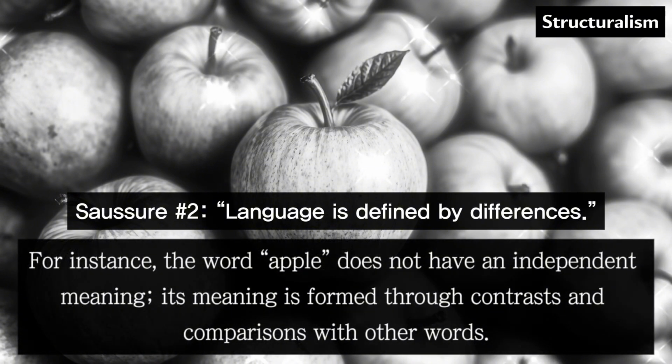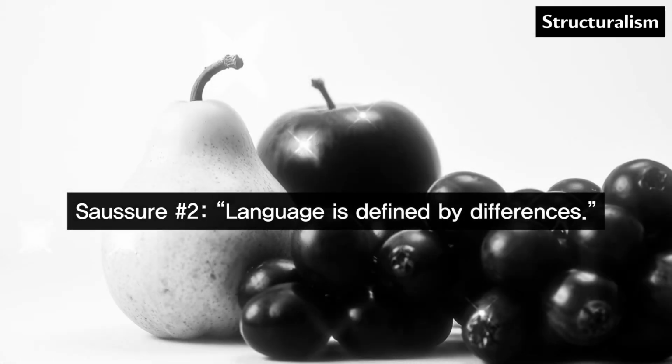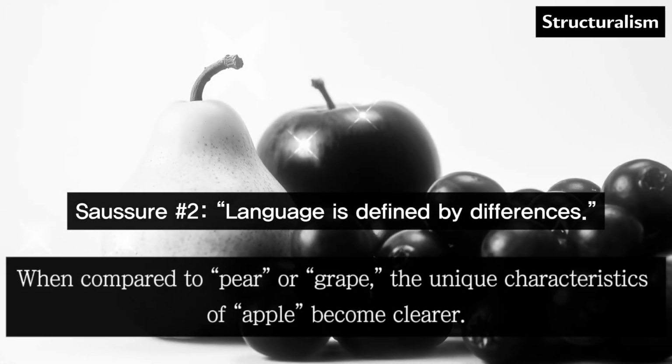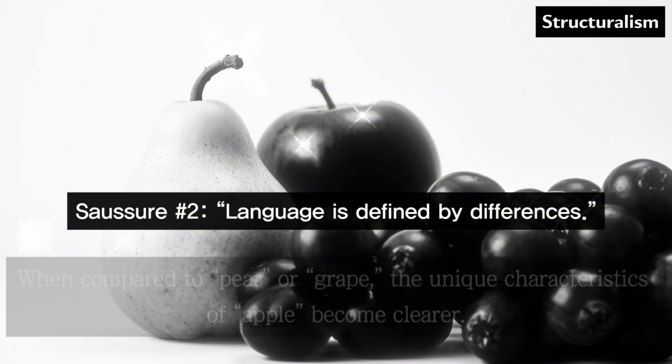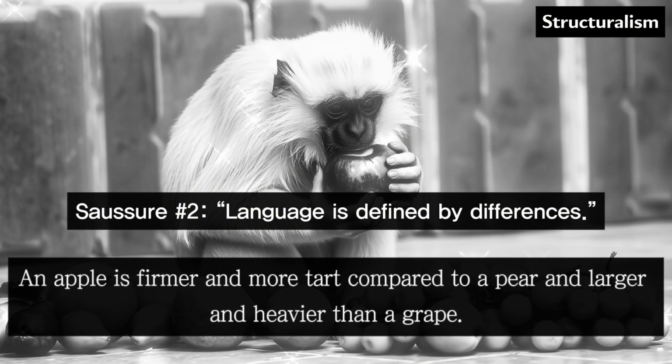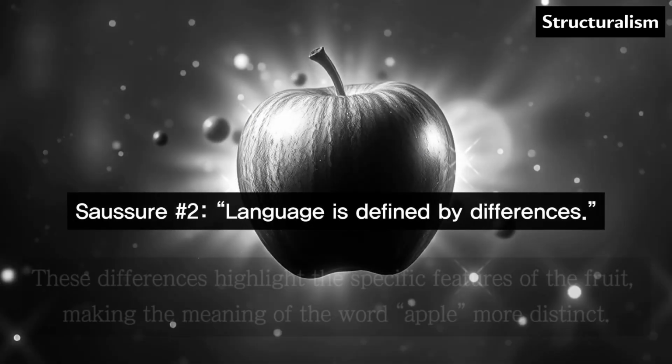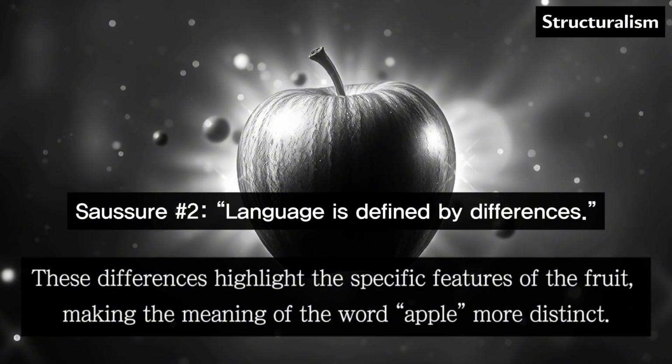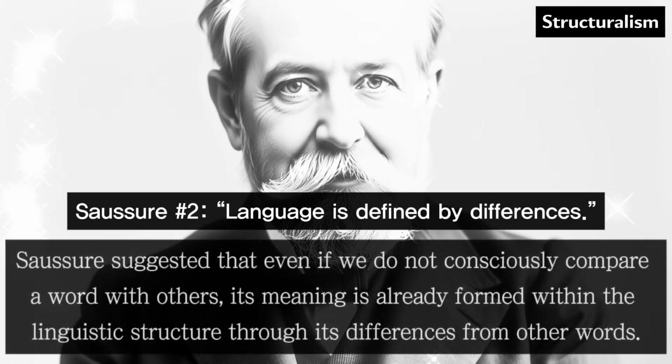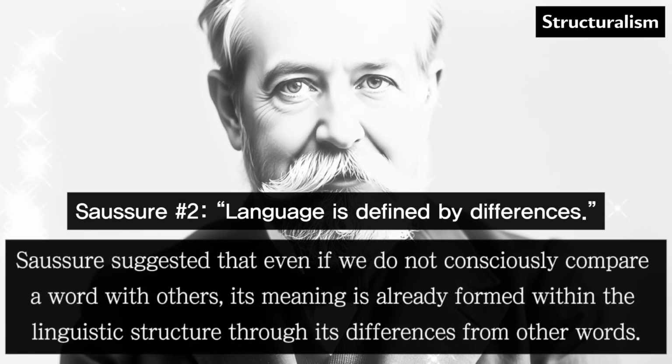For instance, the word apple does not have an independent meaning. Its meaning is formed through contrasts and comparisons with other words. When compared to pear or grape, the unique characteristics of apple become clearer. An apple is firmer and more tart compared to a pear and larger and heavier than a grape. These differences highlight the specific features of the fruit, making the meaning of the word apple more distinct. Saussure suggested that even if we do not consciously compare a word with others, its meaning is already formed within the linguistic structure through its differences from other words.